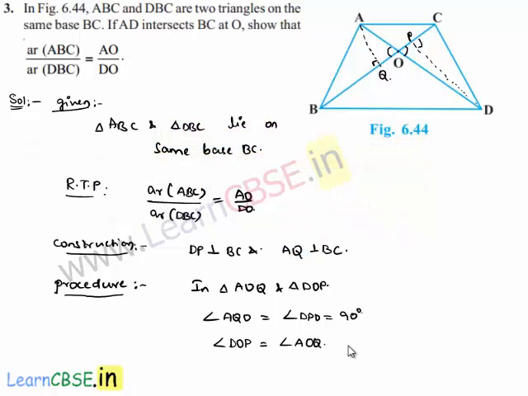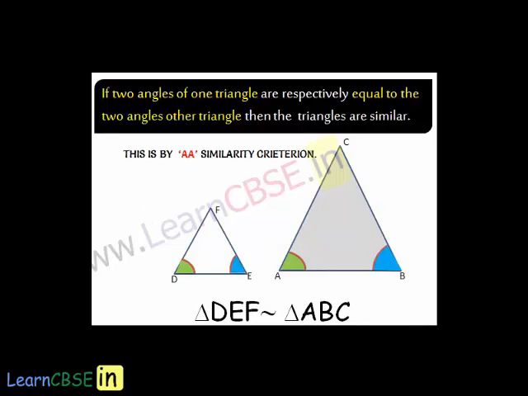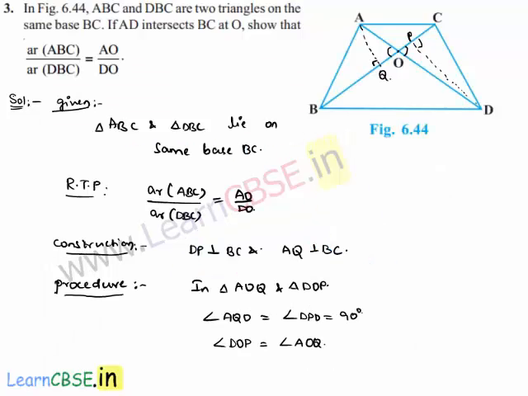Now, as two angles are equal, by AA similarity we can say that triangle AQO is similar to triangle DPO. By this, when two triangles are similar, we can say that their corresponding sides will be in proportion. Therefore, we can write AQ by DP is equal to OA by OD. Let it be equation number 1.